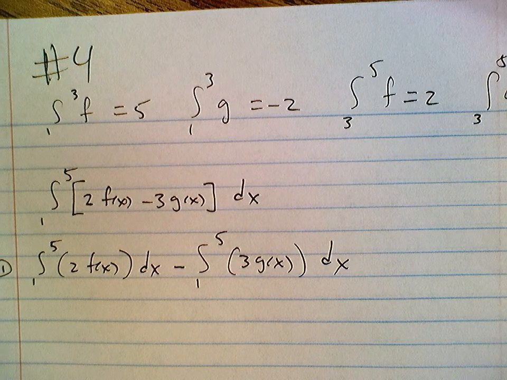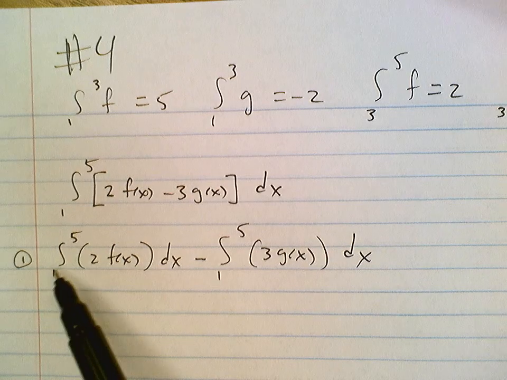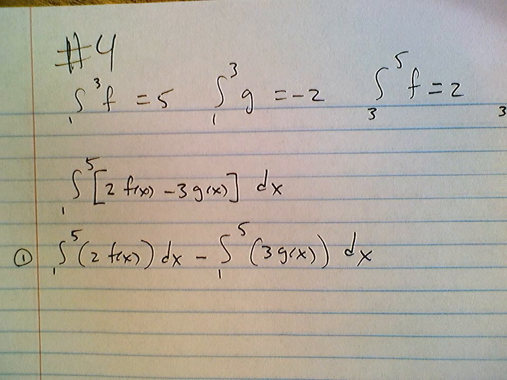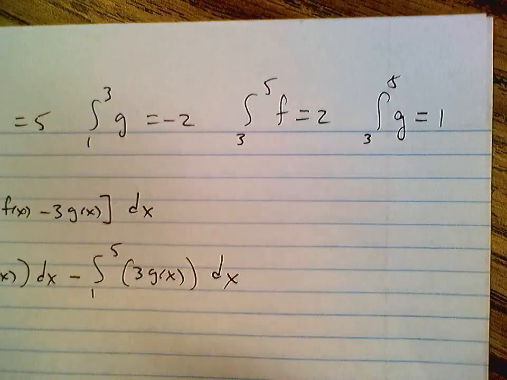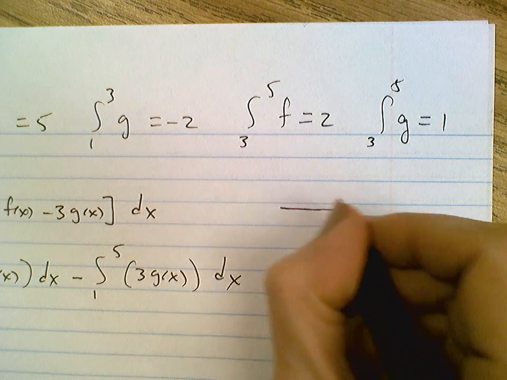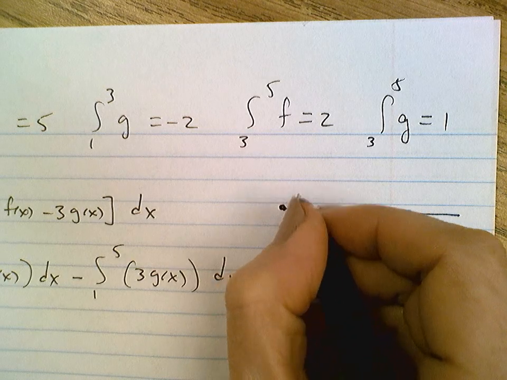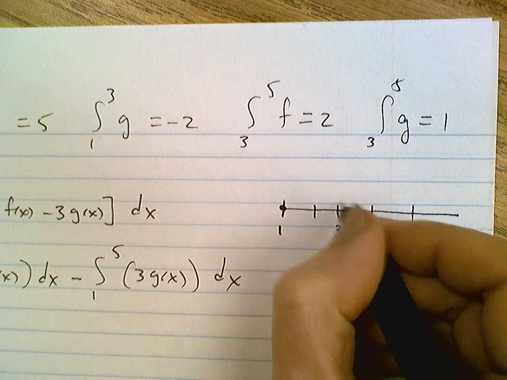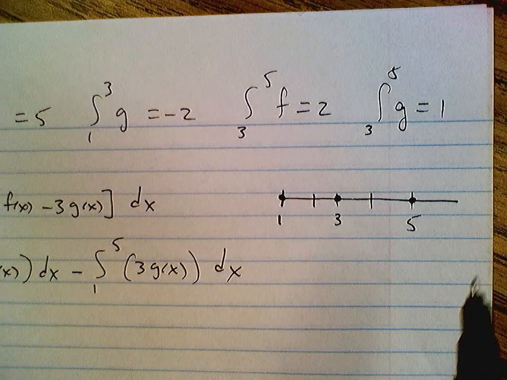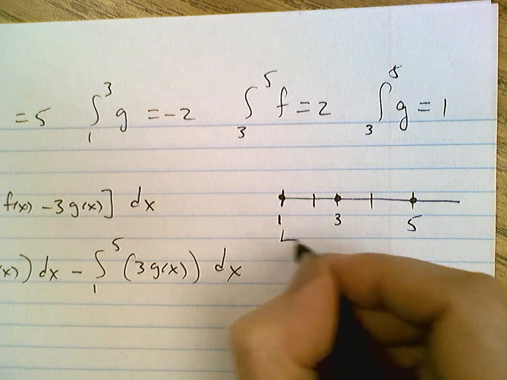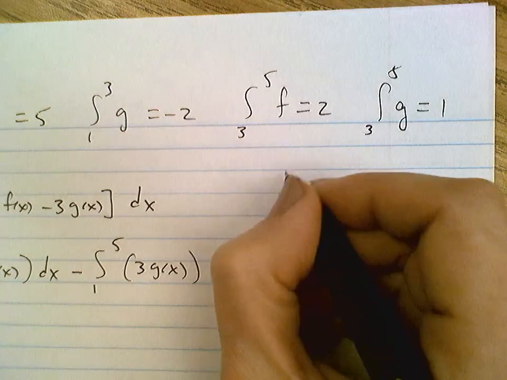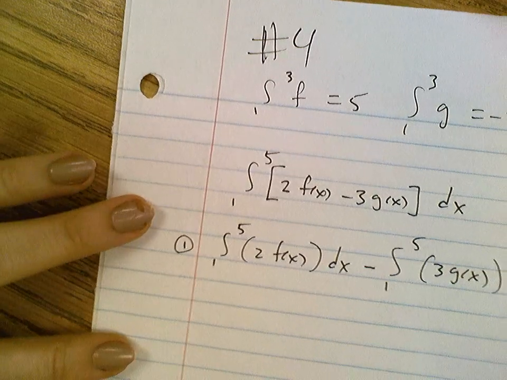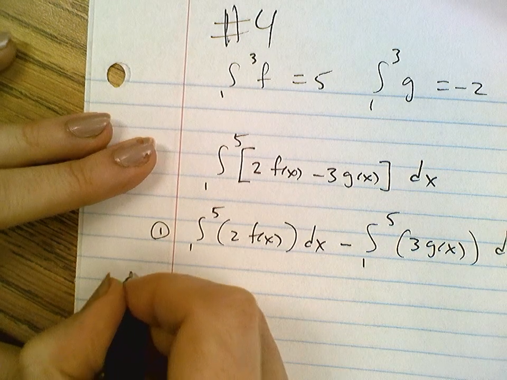So the next thing I'm going to do is express these integrals from 1 to 5 as a sum of 1 to 3 and 3 to 5. If you think of it like this, you don't have to do this, but let's say this is 1, 2, 3, 4, 5. We want 1 to 5, so we can add 1 to 3 plus 3 to 5. So I will express each integral and split it up like that. This will be step 2.